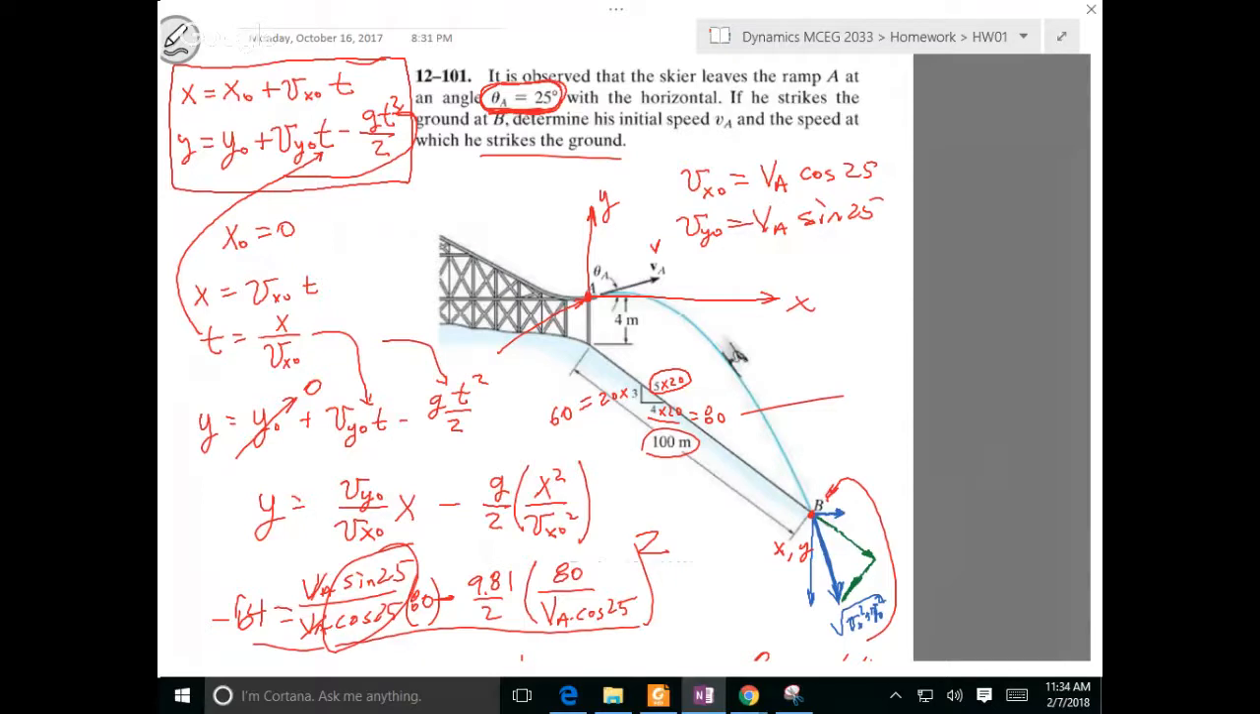I bet he's not asking for that. I see your point here. When the skier hits, he's going to hit the slope and he's going to immediately head down the slope. What you could do is you could say, if the skis exhibit no friction, what's his speed after he hit the ground? That would be really mean and tricky, but that would be that speed right there.